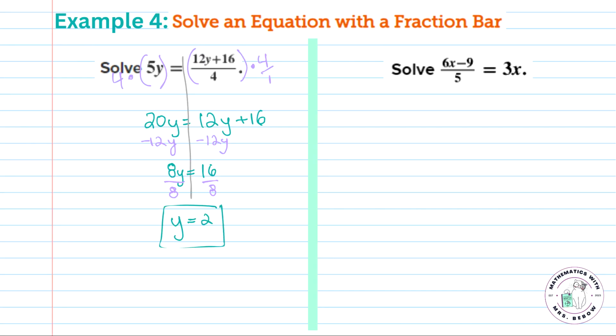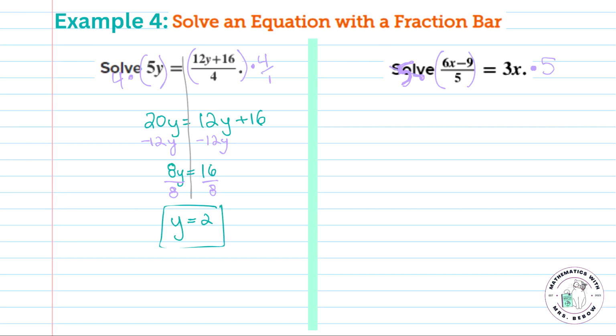Okay? So let's take a look at another one with the giant fraction bar. So this one says solve, and then 6x minus 9, that whole group is being divided by 5, and that equals 3x. So before we can do anything, we have to get rid of this giant fraction bar. So to do that, we're going to multiply both sides by 5. So again, I'm going to write multiplying by 5 on both sides.